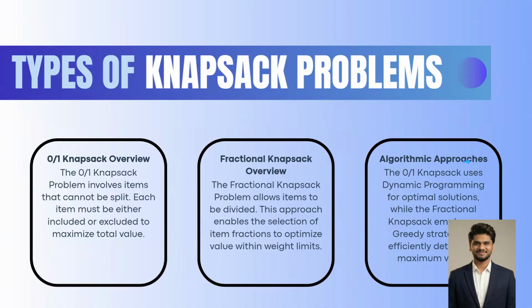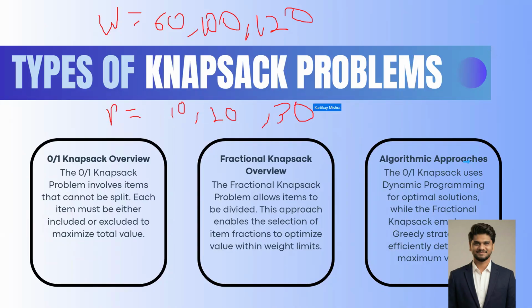And the algorithmic approach uses dynamic programming for optimal solutions, while the fractional knapsack employs a greedy strategy to efficiently determine maximum value. We can understand the 0/1 knapsack problem with a small example. I'll show you the demonstration. Suppose we have weights 60, 100, and 120. And also we have profits of these weights, which are 10, 20, and 30. And we have a maximum weight limit of 50.